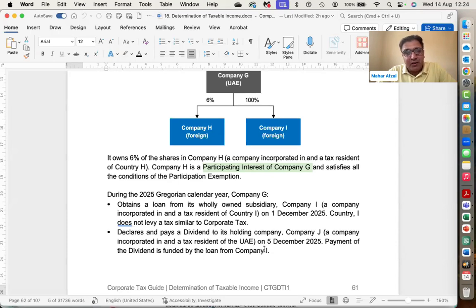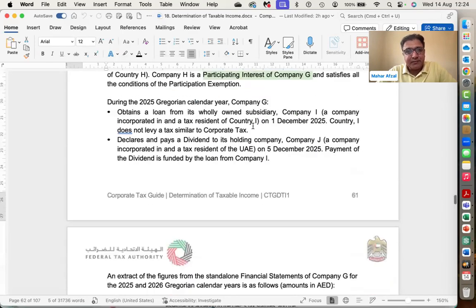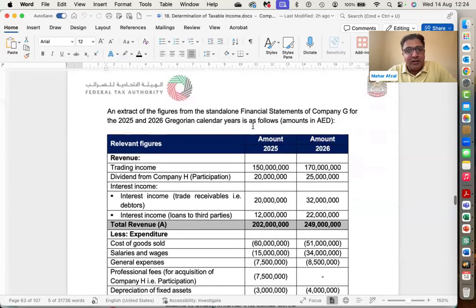In this paragraph, they have given that the loan is used for making a payment of dividend funded by a loan from company I. Whatever loan is given by I to G, the interest will not be claimable in the books of G, because it will be considered tax planning to avoid the tax, as I is not subject to 9% and the loan is being used to pay the dividend. They're asking to calculate the taxable income.